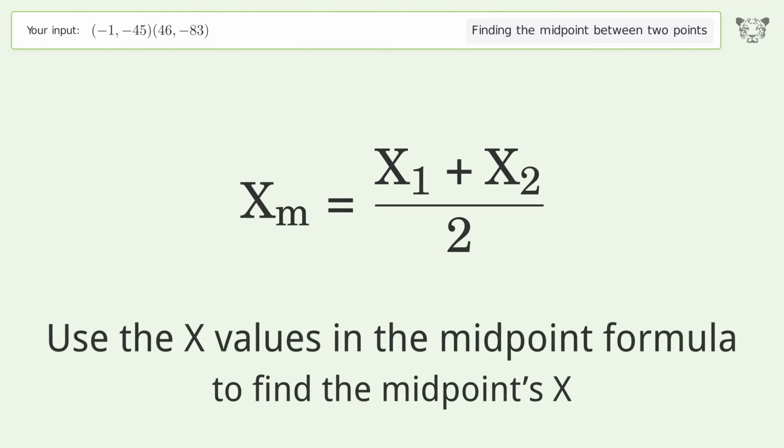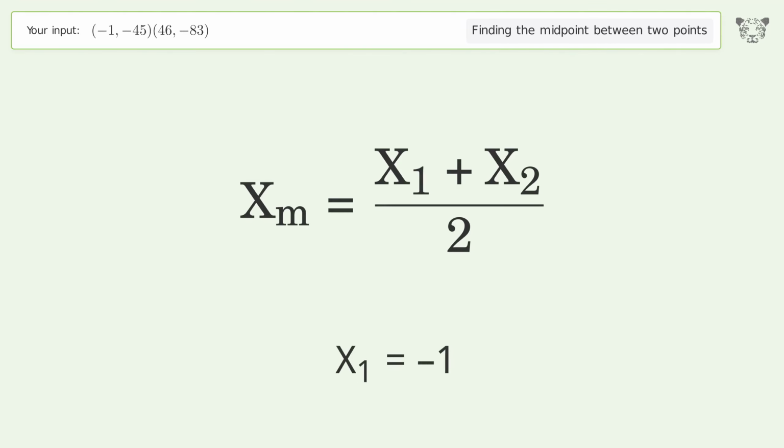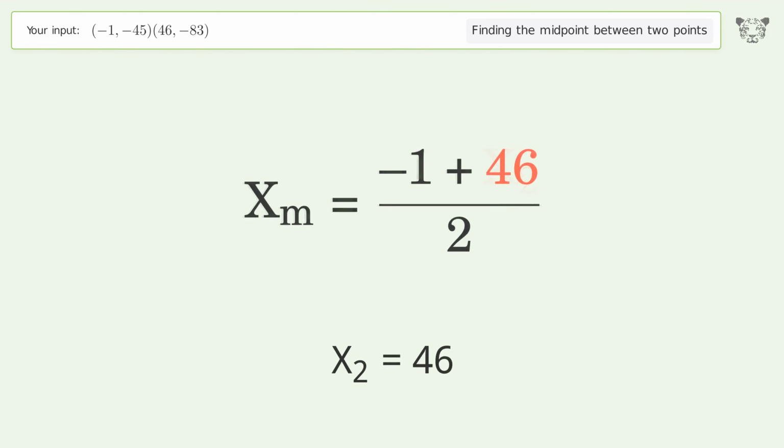Use the x values in the midpoint formula to find the midpoint's x. x1 equals -1. x2 equals 46. Simplify the arithmetic.